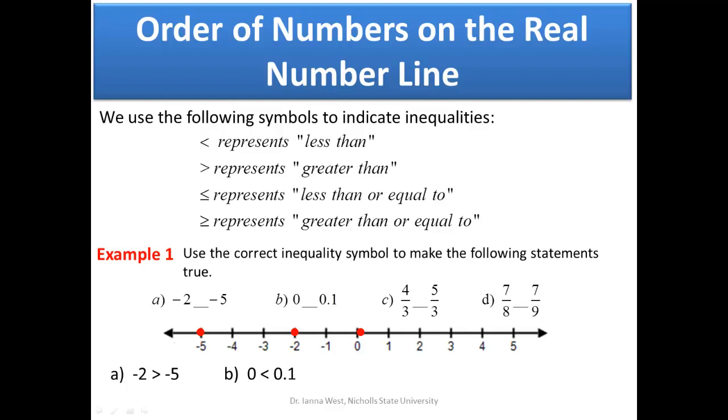For part C, when comparing two fractions with like denominators, the fraction with the smallest numerator will have a lesser value. Therefore, 4/3 is less than 5/3. For the last one, when comparing two fractions with like numerators, the fraction with the smallest denominator will have a greater value. Therefore, 7/8 is greater than 7/9.